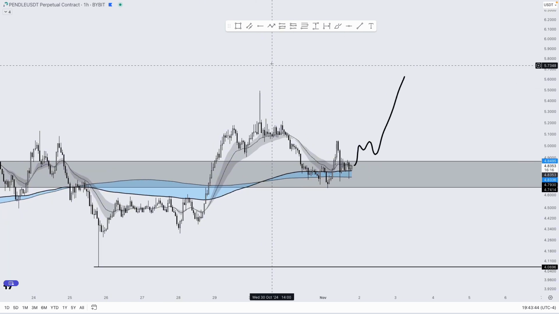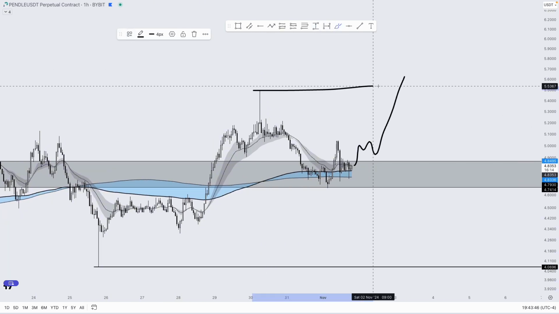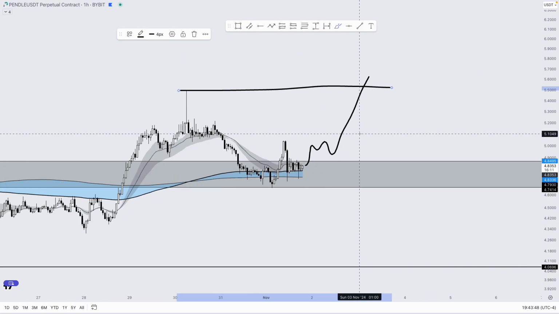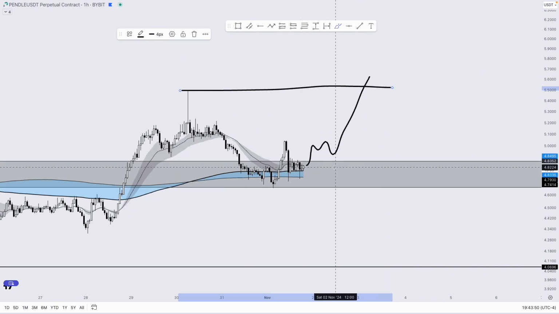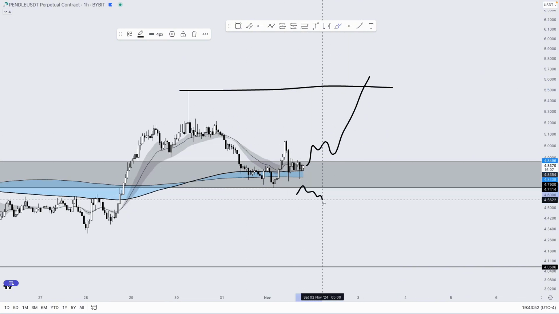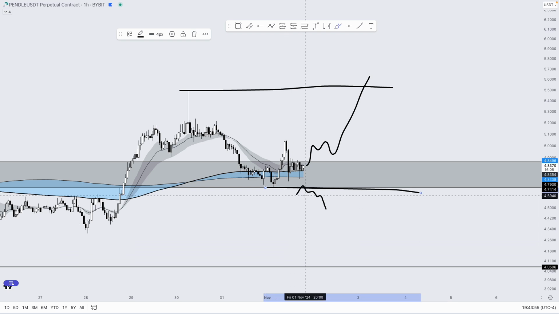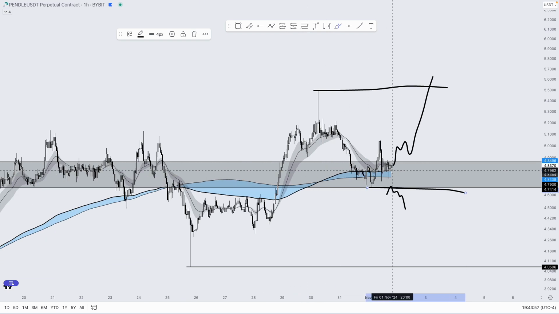Probably take out this rogue wick here. I don't know what this spike up was, but at least get to that level. Below it, that would be your invalidation. Basically, 1-hour 200s want to hold and look for continuation higher. Below it, kind of just getting choppy. Not worth too much attention.